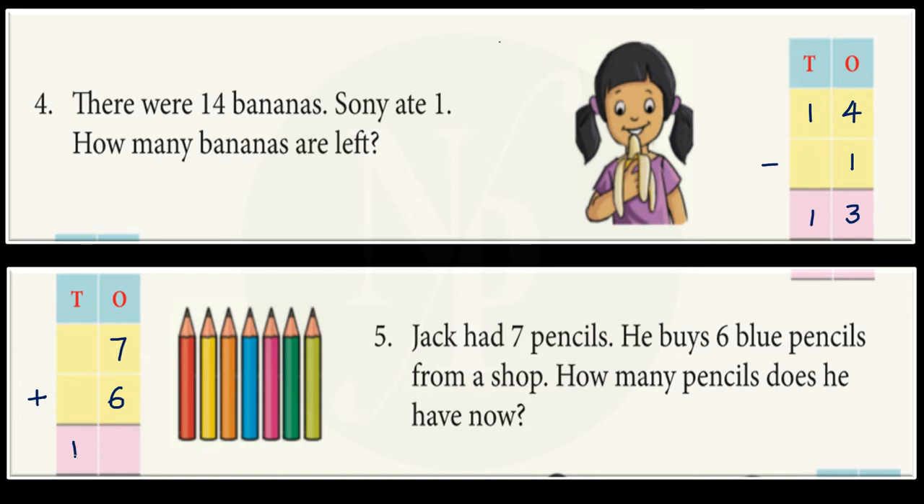So I write 1 in tens place and 3 in ones place. If needed, you may draw standing lines for 7 and 6. You can count all those lines together. You will find you get 13 on adding 7 and 6. Therefore, Jack has 13 pencils now.